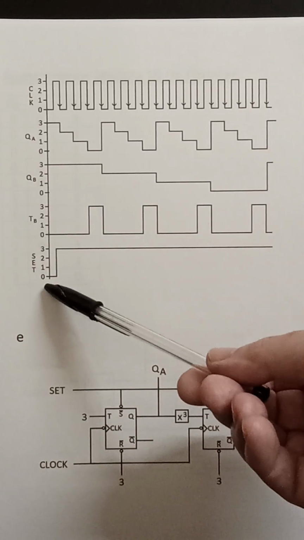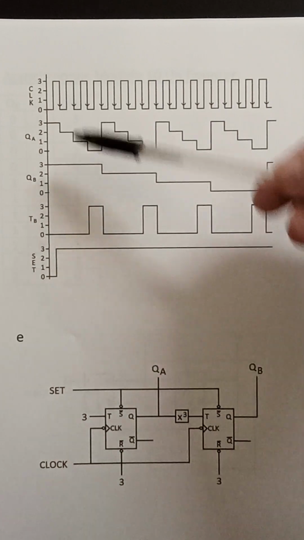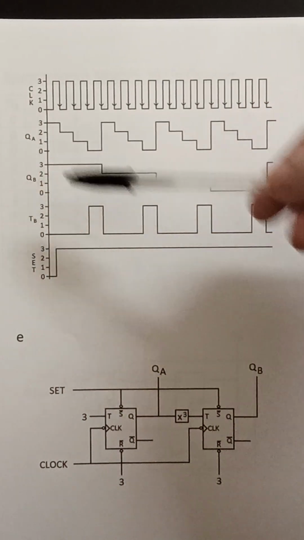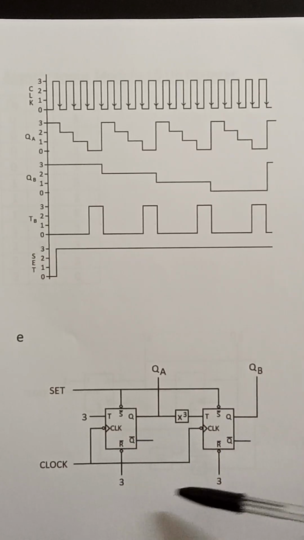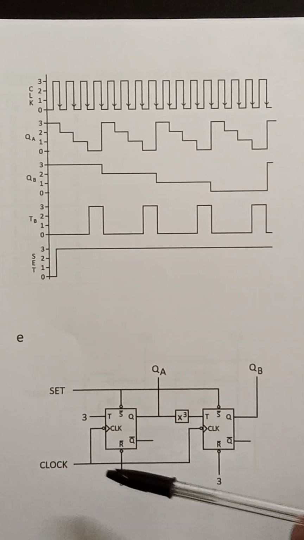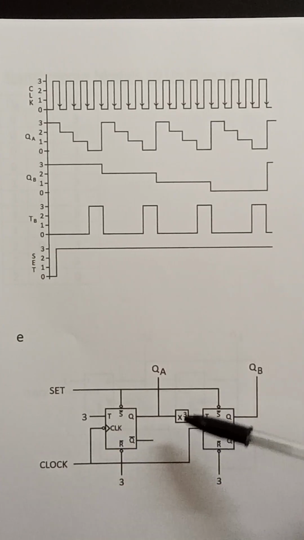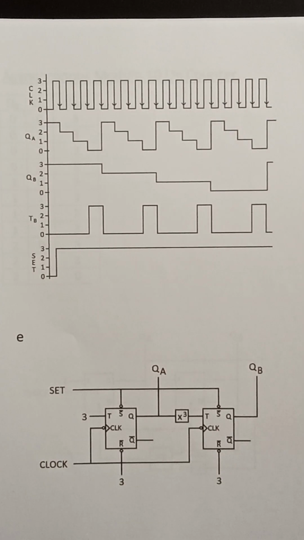And I've shown this is a set function which provides a momentary set to set QA and QB to 3. So this is the set here. Not R of QA and QB are set to 3s here. This is a common clock, and X3 is off QA, feeding T2. Right. So that's the synchronous modular 16 down counter.